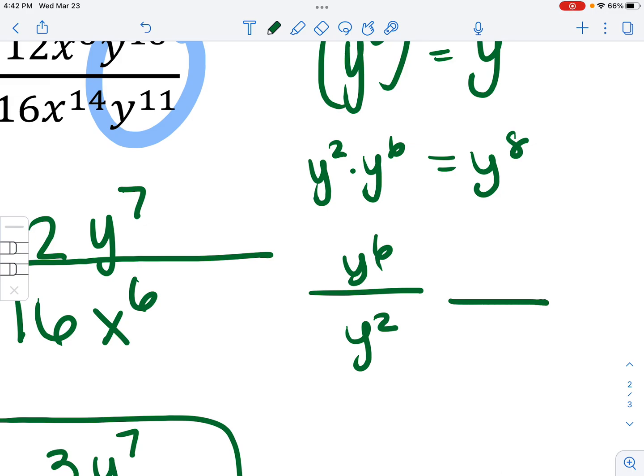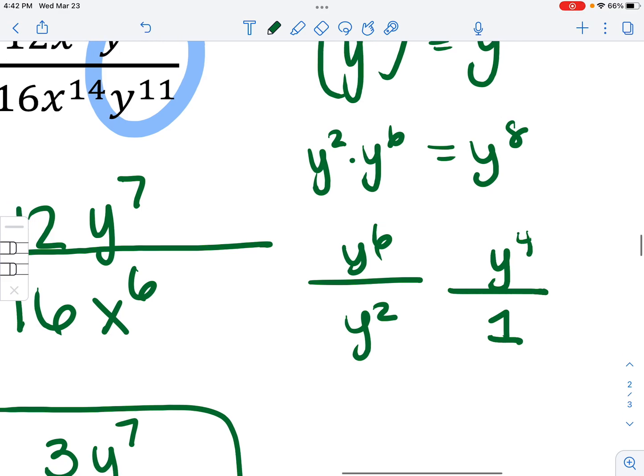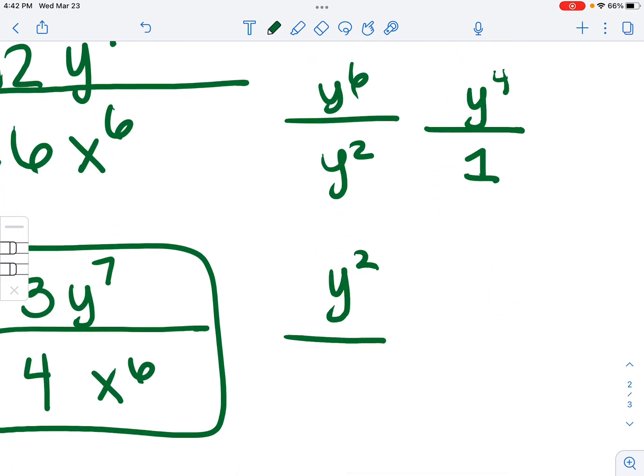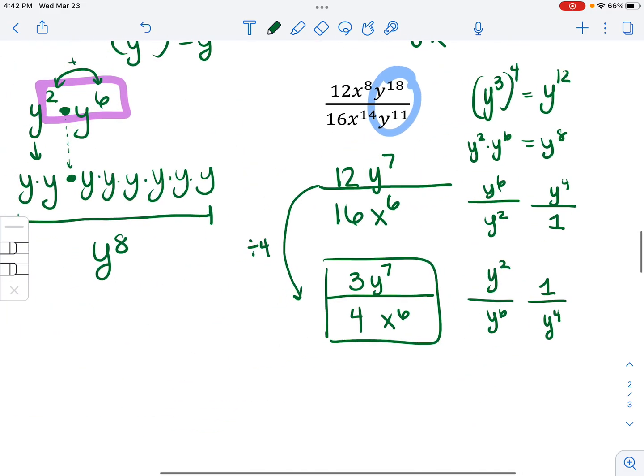6 minus 2, 6 is on top, so y 4. Then you can leave 1 as a placeholder downstairs if you want, or vice versa. If you've got y2 over y6, I would rather do 6 minus 2 as well. So in this case, the 4 ends up downstairs and the 1 ends up on top. All right, so everything is combinable. You just have to know the rules.